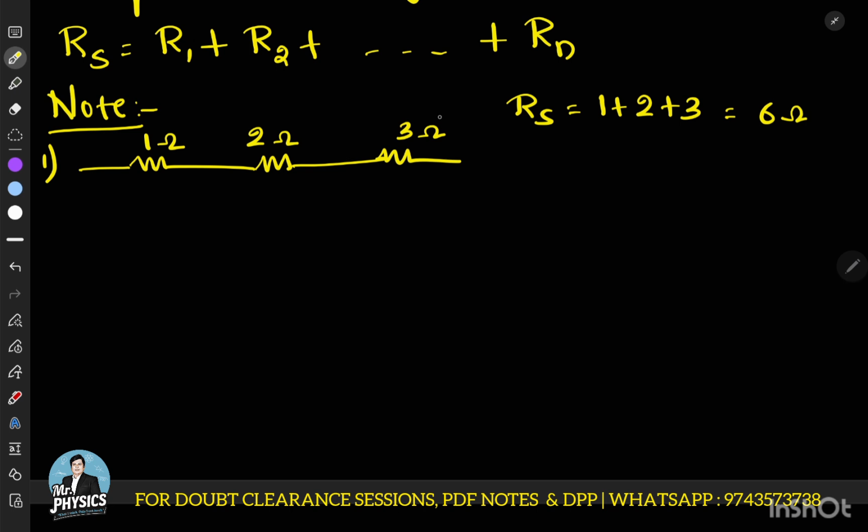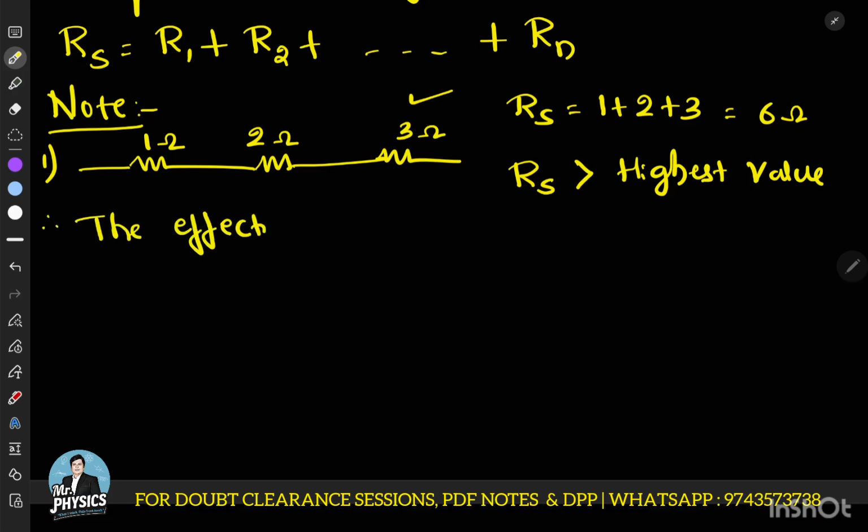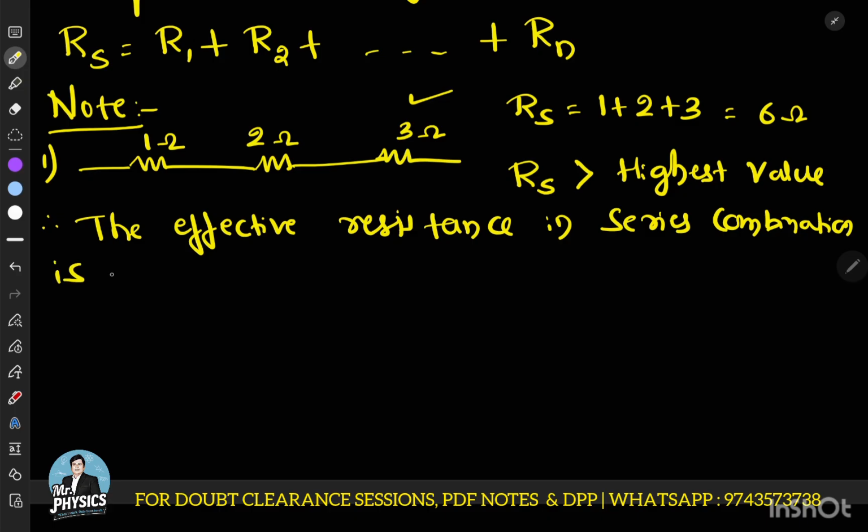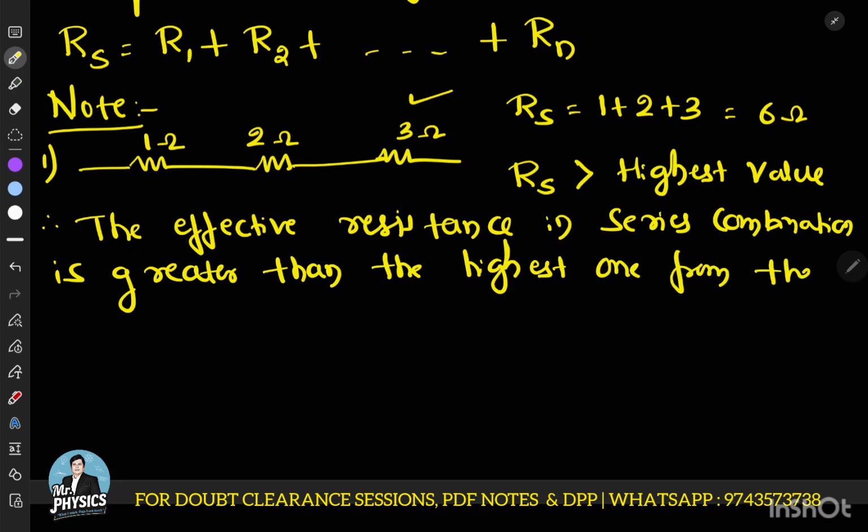You can observe in this combination 3 ohm is the highest value, and the value of Rs is greater than the highest value of resistor in the combination. So therefore we say that the effective resistance in series combination is greater than the highest one from the combination. The effective value of resistance in series combination is always greater than the highest one from the combination.